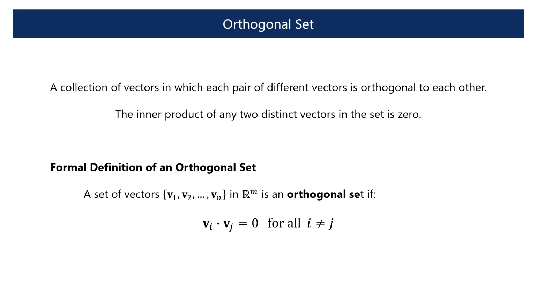So, what is an orthogonal set? An orthogonal set of vectors is a collection of vectors in which each pair of different vectors is orthogonal to each other. In simpler terms, this means that the inner product of any two distinct vectors in the set is zero. The formal definition of an orthogonal set can be described in this way.